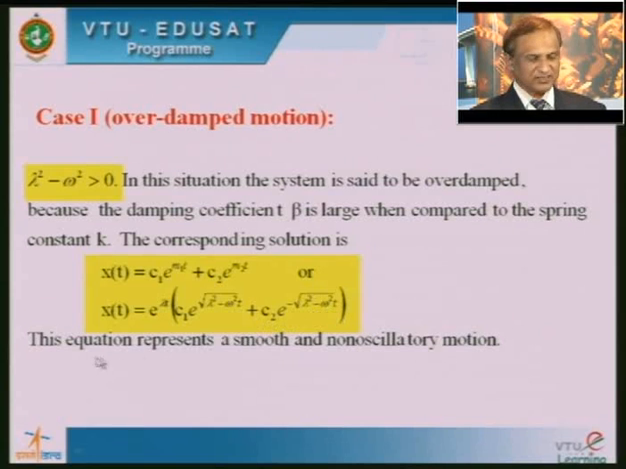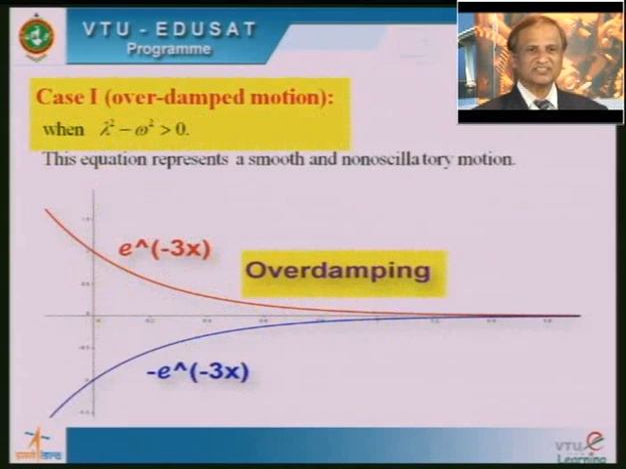So this equation represents a smooth and non-oscillatory motion. Is it clear? Here you will get a smooth curve but a non-oscillatory motion because of this factor, namely e to the power lambda t. That should be noted down.